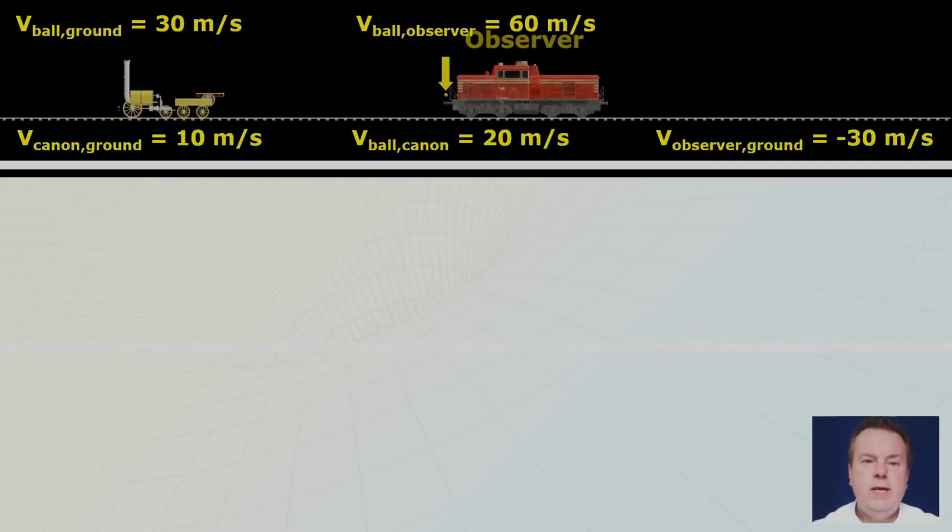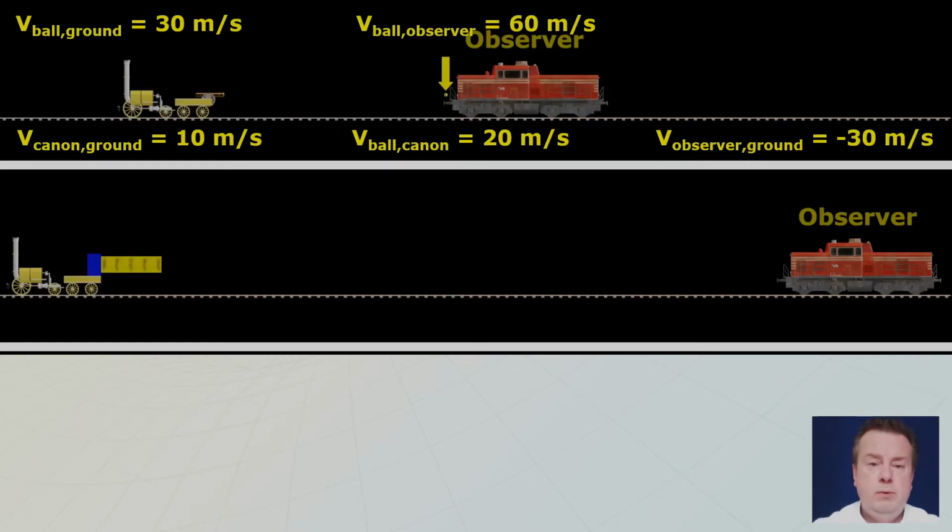Now let's do the same experiment, but instead of a cannon shooting a ball, we have a loudspeaker shooting out a sound wave. A blue speaker is mounted on the train, and a sound wave is going away to the right. And a sound wave is nothing more than a pressure wave through the air. So I try to draw the compressed air molecules at different intervals.